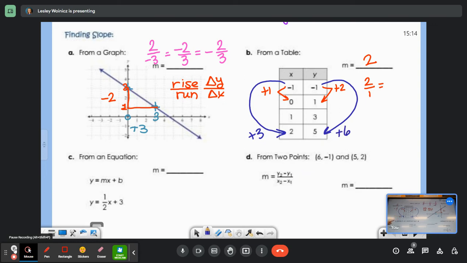+6. Which one of those is the rise? The 6. So if I put the 6 over 3, what does that reduce to? Interesting. Do you think it matters which pair of points I pick? Because linear functions are special. They have a constant rate of change. So I can pick any pair of points I want and find the jumps, right? And put the rise over the run, and I should get the same thing.